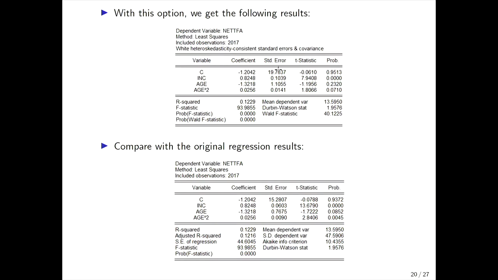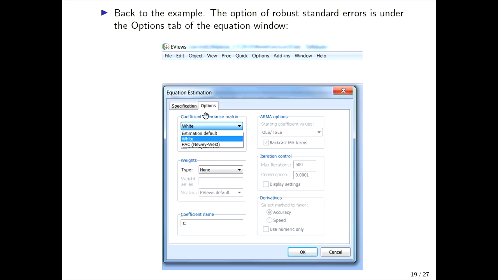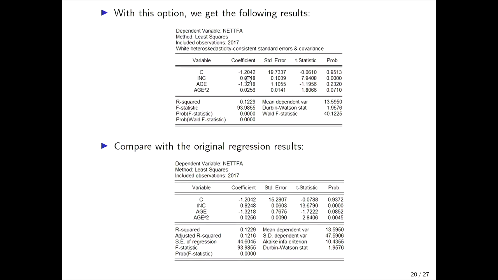So here's what happens when we're estimating this model again. This is the financial wealth model. The regressors are income, age, and age squared. So when we click on the options button and we choose White, this is the output that we get. EViews tells you that it's using White's heteroskedasticity consistent standard errors. And here's the output that we get when we just use the default standard errors.